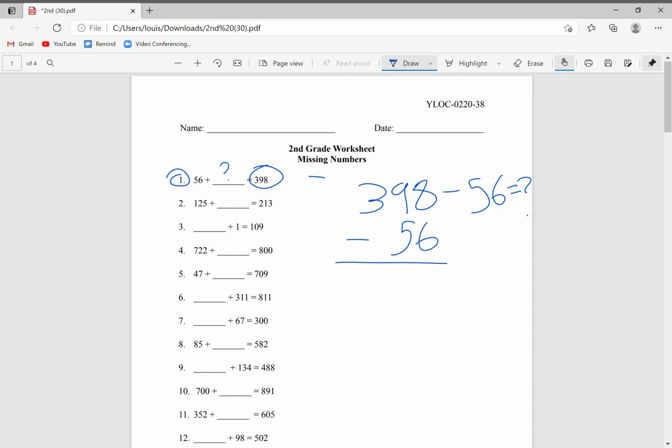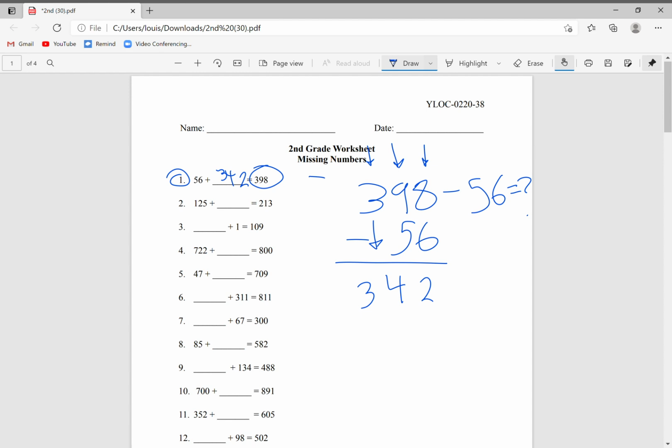So, 8 minus 6 equals 2. Remember, we go one placement at a time. 9 minus 5 equals 4, and just bring the 3 down, which gets you 342. So, the missing number we find is 342. Sorry if that's a little messy.